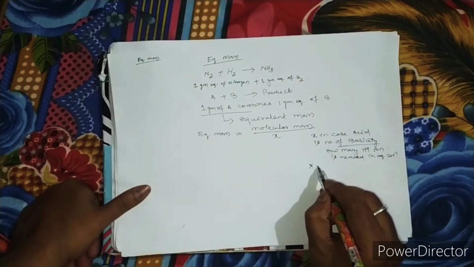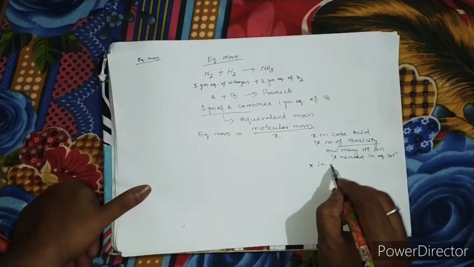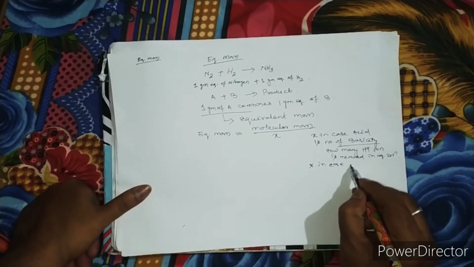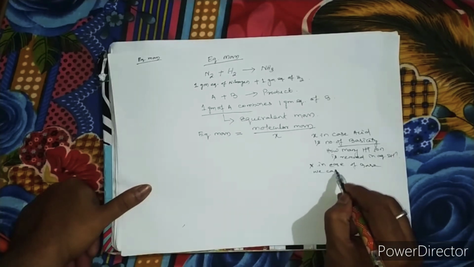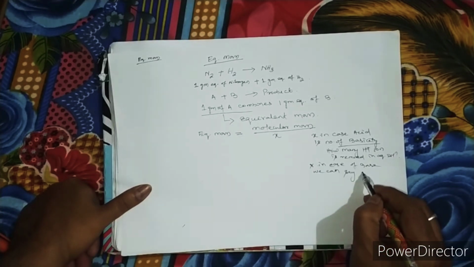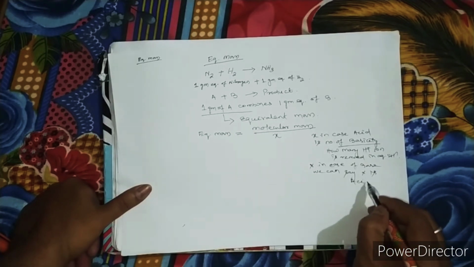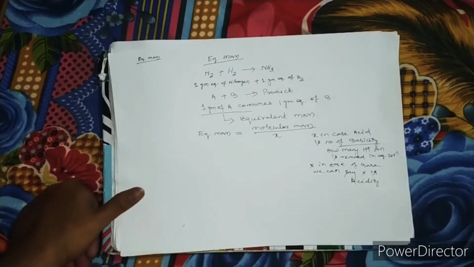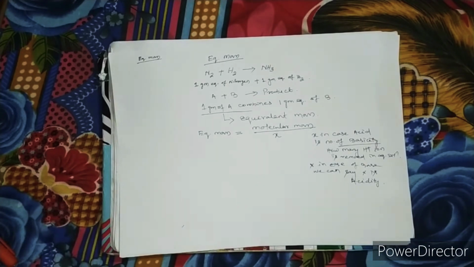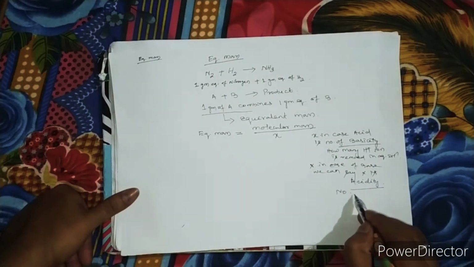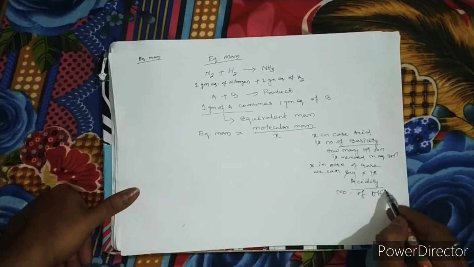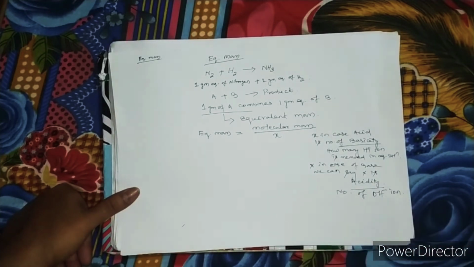In case of a base, X is acidity. So we know, according to the Arrhenius concept, a base is one which donates OH minus. So acidity is nothing but the number of OH minus ions.